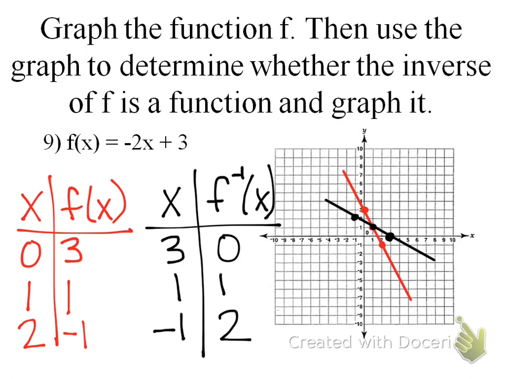Now I'm going to add an additional line for you. What's the color I haven't used? Let's use green. So I'm just going to draw in that line y equals x, that is the line that these should be symmetric across.